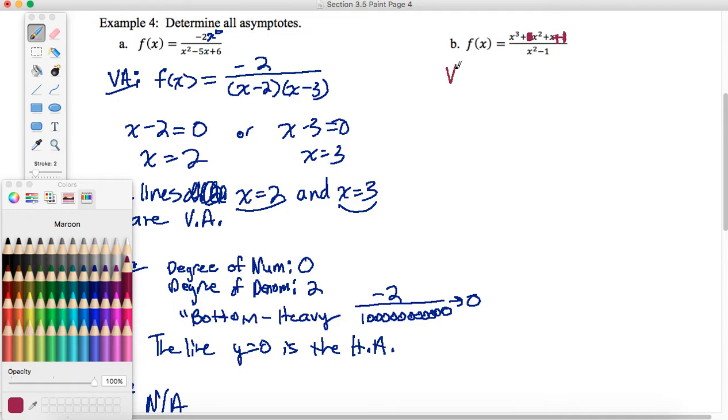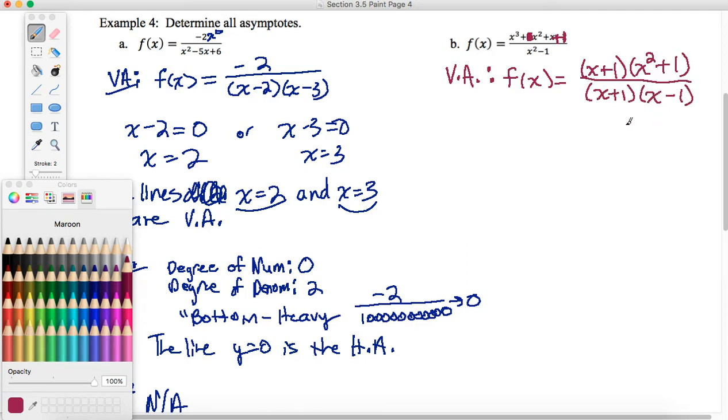And so we're going to start by finding our vertical asymptotes. That means we're going to factor our numerator and denominator. Remember, we can factor by grouping, and just to speed things up here, our numerator factors into x plus 1 times x squared plus 1, and our denominator factors into x plus 1 times x minus 1, right? Now, remember, for vertical asymptotes, we have to cancel our common factors. So I'm going to cancel these two factors here because they're in common, and I'm going to end up with f of x equals x squared plus 1 over x minus 1.